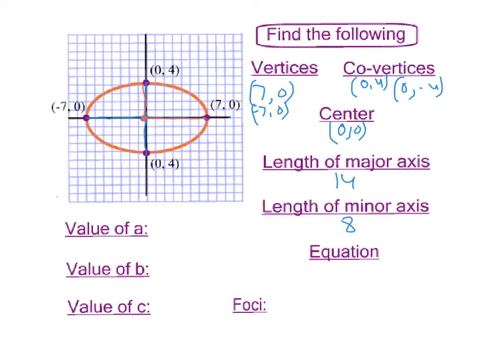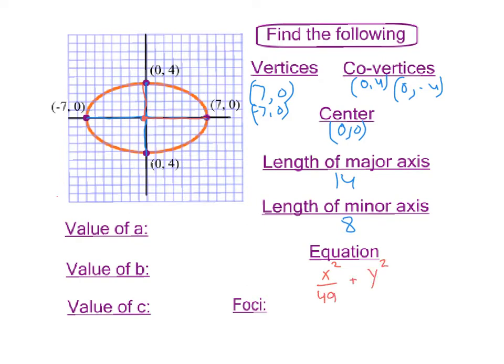So the equation is going to be x, and then there is no number with the x because the center is at the origin. We don't need to put a number in parentheses with the x. It's just 0. So the number under x squared, the radius in the x direction is 7, so the number under x squared is 49.